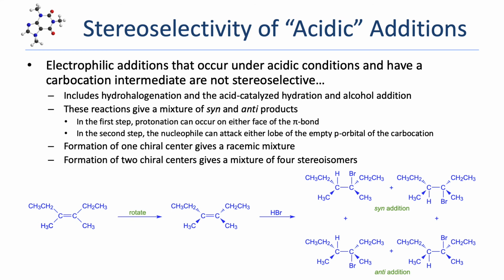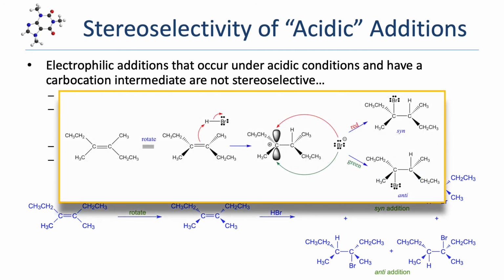This lack of stereoselectivity can be explained if we break down the mechanism into its individual steps. In the first step, that protonation reaction can occur from either face of the existing pi bond. In the second step, the nucleophile attacks the empty p orbital of the carbocation, and that p orbital has two identical lobes. And because those two lobes are identical, the nucleophile is just as likely to attack one versus the other. And because the initial protonation can occur from either face of the alkene, and the nucleophilic attack in the second step can occur on either side of the carbocation, the result is a mixture of both syn and anti-addition.